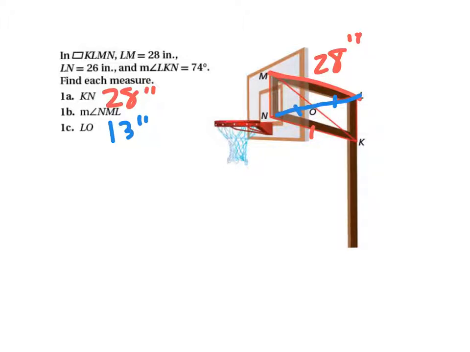Since opposite angles are congruent in a parallelogram, angle LKN right here is 74 degrees, so angle LMN, the opposite angle, is also 74 degrees.